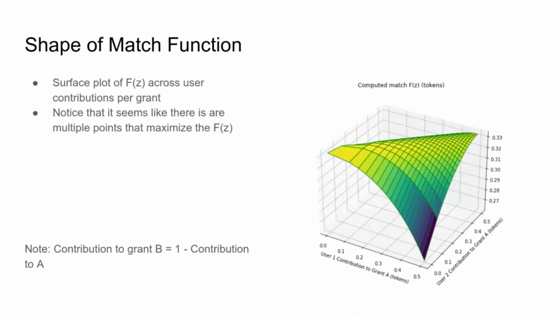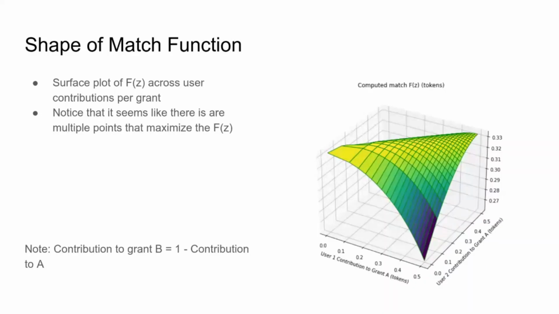We found out that if the colluders take all their money and put it in B, as long as they split the money up evenly, they're going to achieve a maximum match. If they put all the money in A, they're going to achieve a maximum match as long as they split the money up equally within that grant.